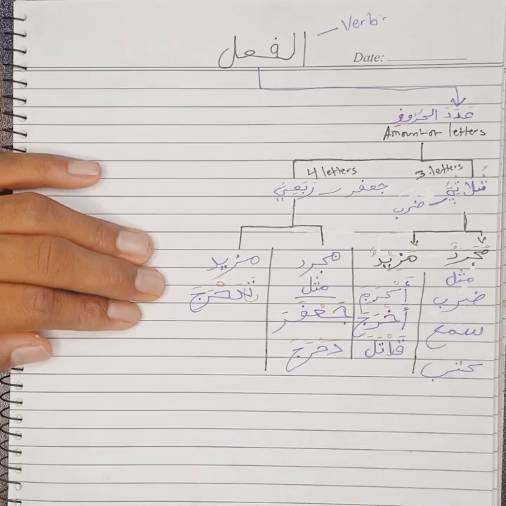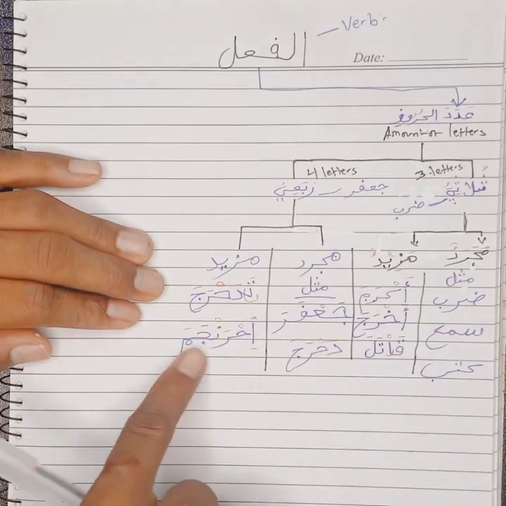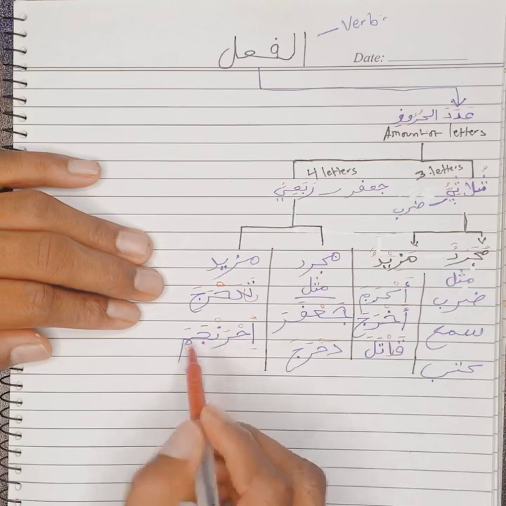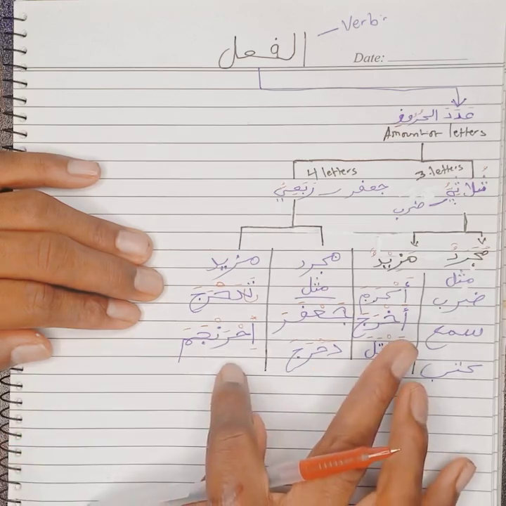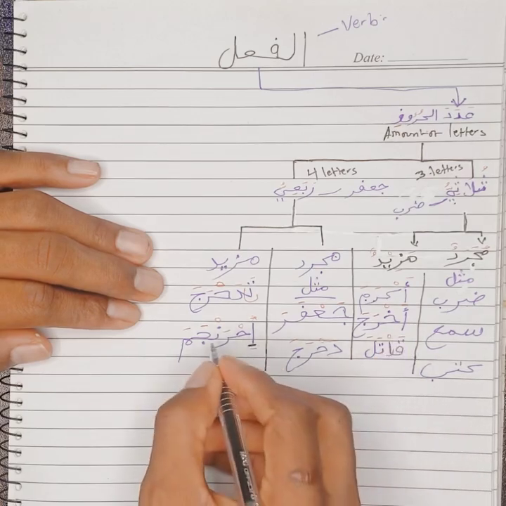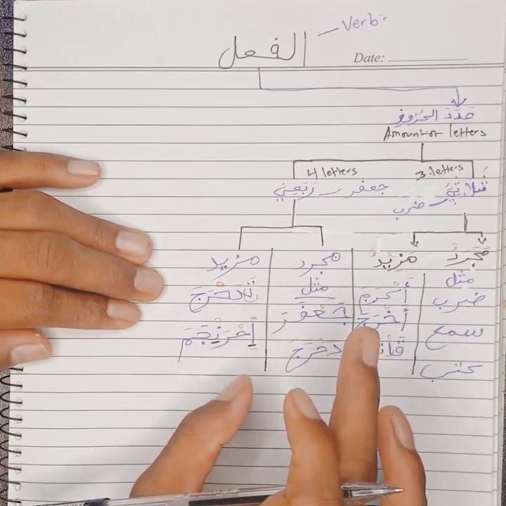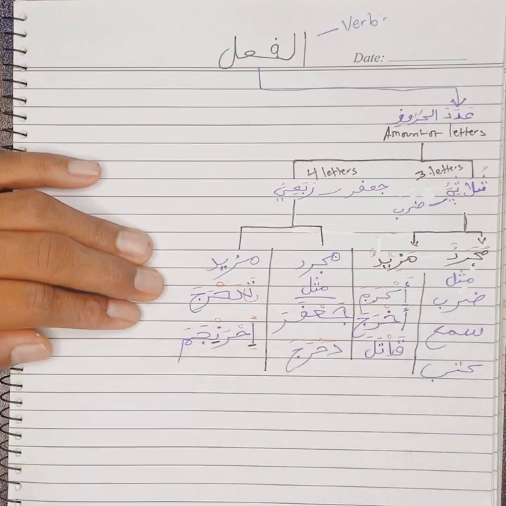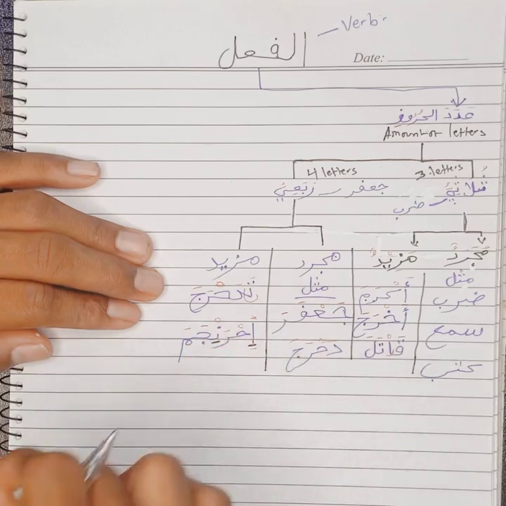Then, if we look at ihranjama, the verb ihranjama is made up of six letters, but not all of them are original letters. Four of them are original, while two of them are additional. The Hamza, then the noon, are additional letters, while ha, ra, jim, mim are original letters. So these are a few examples of verbs that have four original letters plus additional letters as well.